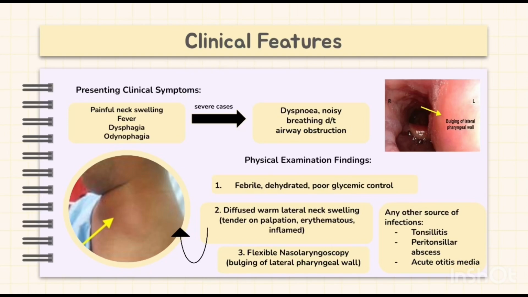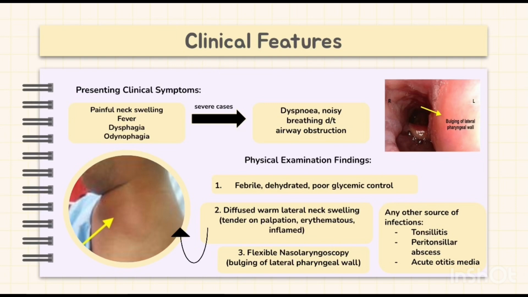Moving on to clinical features. Some of the presenting clinical symptoms that you can find in a parapharyngeal abscess are painful neck swelling, fever, dysphagia, and also odynophagia. And in severe cases where the abscess is really big, you can also develop dyspnea and noisy breathing due to airway obstruction. As for the physical findings, the first one, the patient will be febrile due to ongoing infection.